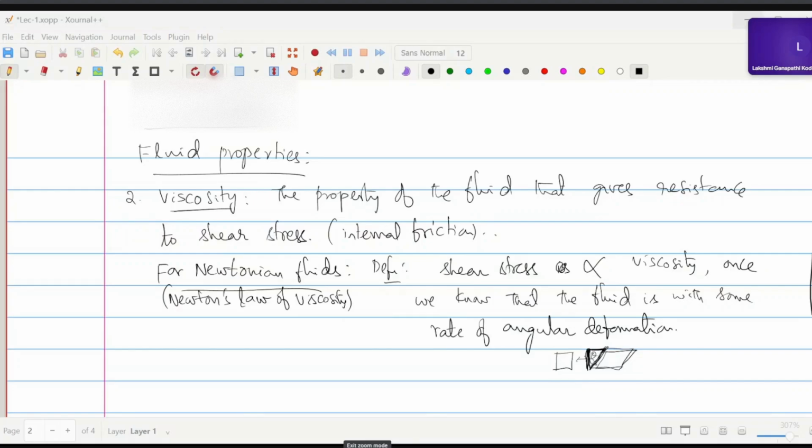Have you followed? Any question here? Once you apply the shear stress, this is the rate of angular deformation. If there is an angular deformation rate, shear stress is proportional to the viscosity. For Newtonian fluids, this goes linearly, so this is a constant.